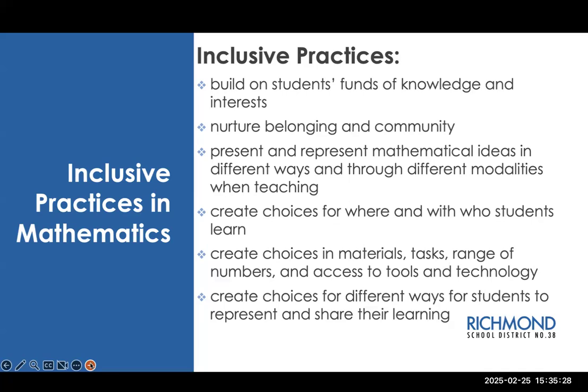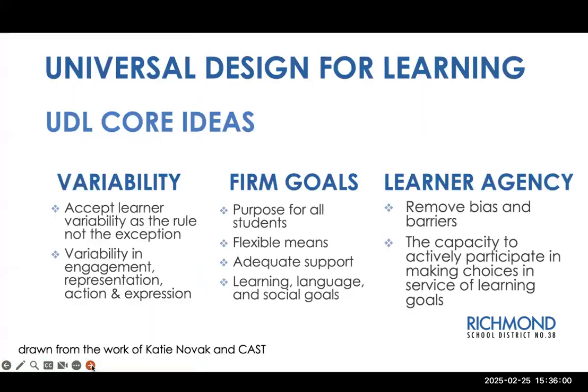Technology also offers us opportunities to create choices for where and with who students learn. There's opportunities for collaboration, as well as taking turns and sharing devices. And then creating choices for materials, tasks, ranges of numbers, and then access to tools and different types of technology to support student learning. And then one of the really strong points, I think, for using technology in K-5 is that it allows for different ways for students to represent and share and communicate their learning. And we'll talk about some of those things in this session.